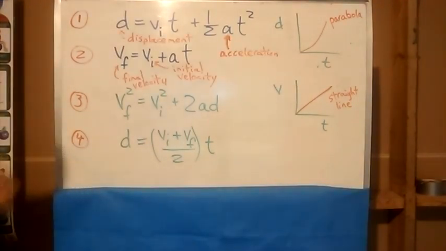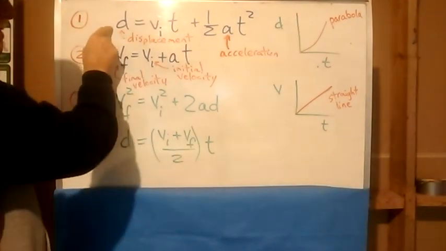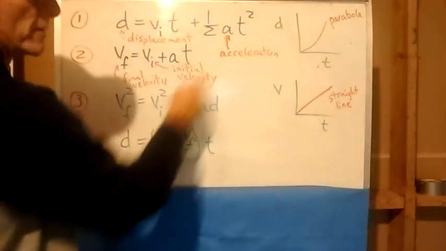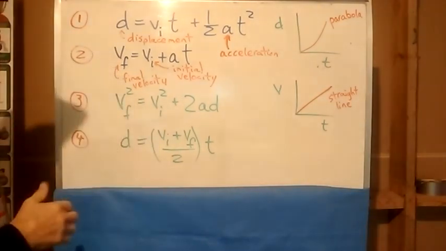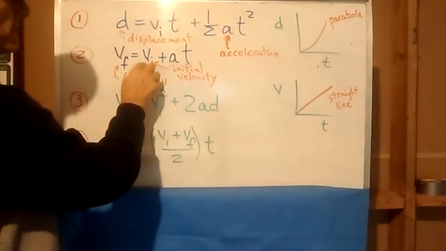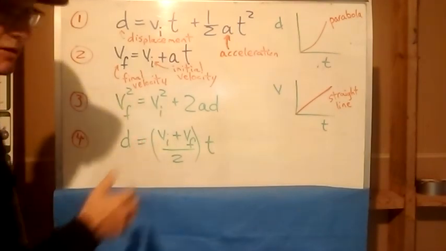And just to clarify, d is displacement in meters, a is acceleration in meters per second squared, Vf is final velocity in meters per second, and Vi is initial velocity, also in meters per second.